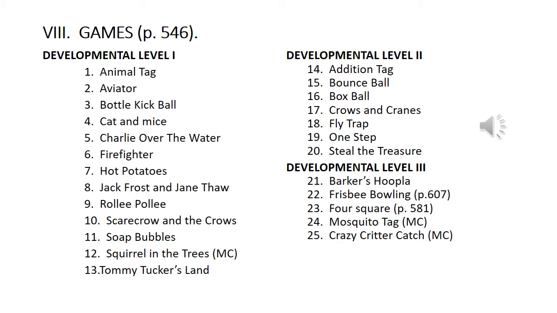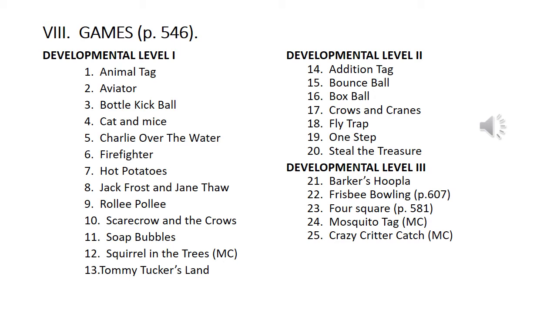Steal the Treasure concludes developmental level 2. Steal the Treasure is on page 571. There is a formation picture. Developmental level 3 starts on page 572, and you'll see Barkler's Hoopla on page 573.